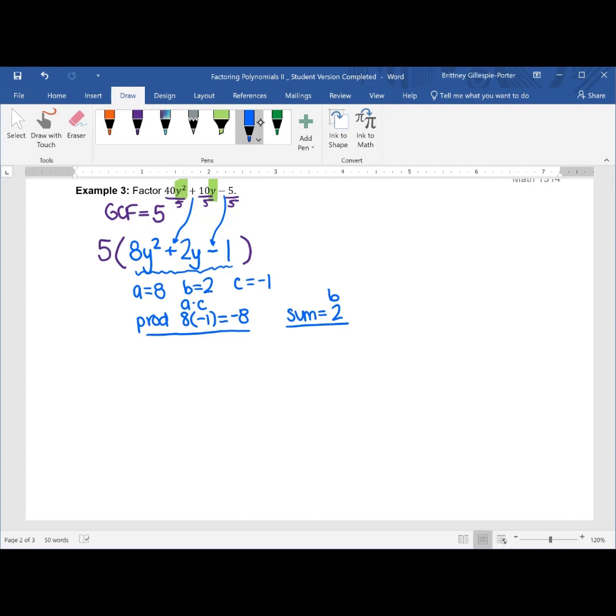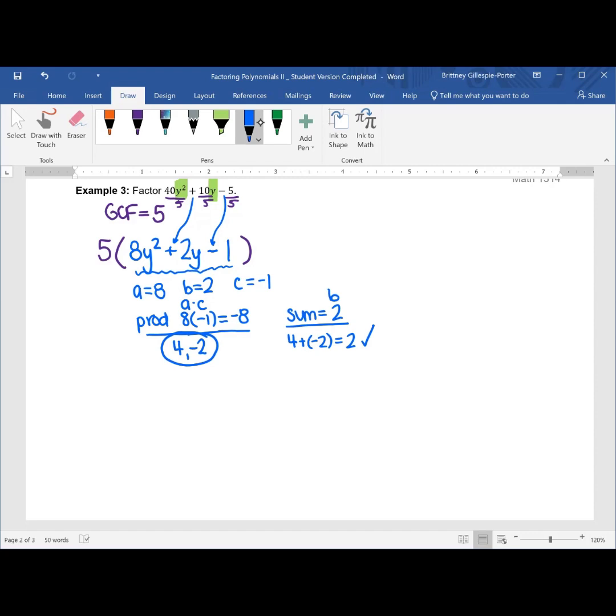Remember, you can start with any of the factors that you want. So you could use -1 and 8, but that gets you 7, which is not the sum we want. The numbers that we are going to want are a +4 and a -2, because 4 times -2 gets us -8, and 4 plus -2 gets us the +2 for which we were looking. So we found our magic numbers.